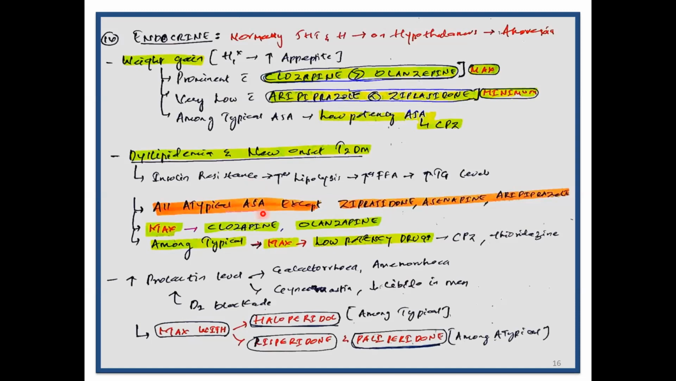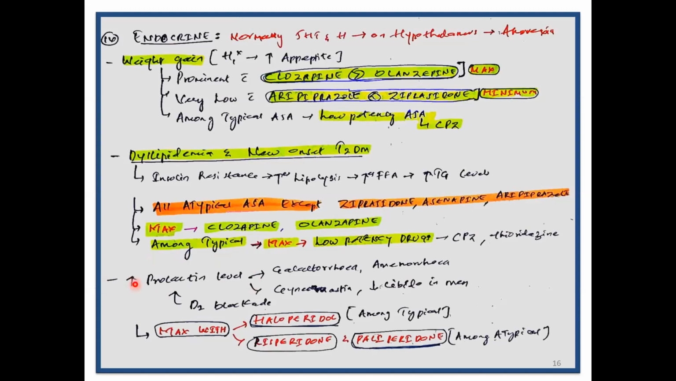It has been seen that all the atypical antipsychotic agents have a higher tendency of causing dyslipidemia and new onset type 2 diabetes, except ziprasidone, asenapine, and aripiprazole. Once again, an MCQ importance. However, it has been seen maximally with clozapine and olanzapine among the atypical antipsychotics, and among the typical antipsychotics, the maximum tendency is seen with low potency drugs like chlorpromazine and thioridazine.